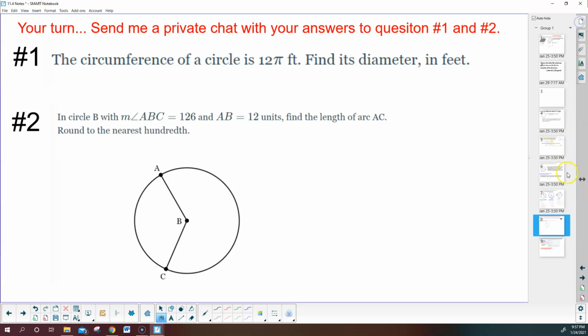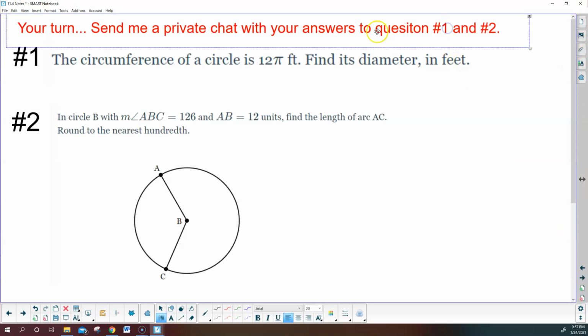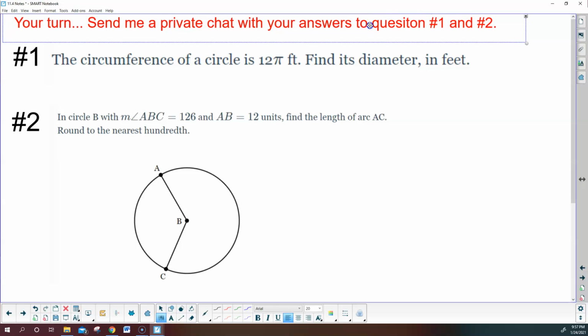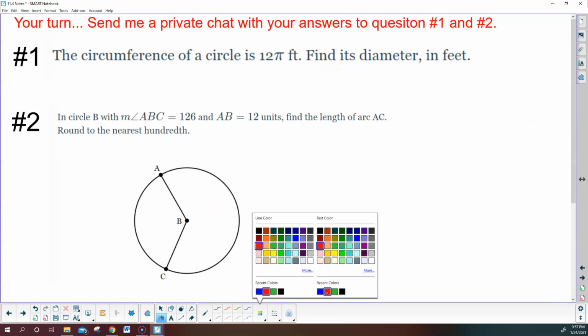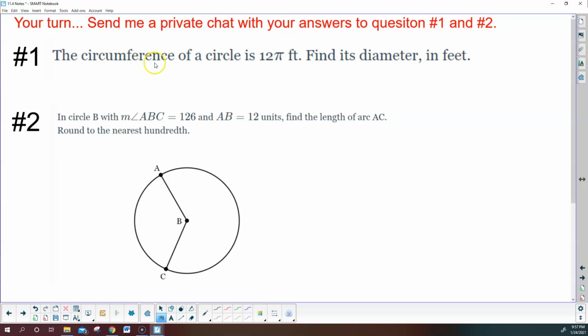Okay. We got one last problem. Obviously, you're watching the video, so you don't have to do this part. But if the circumference of a circle is 12 pi, find the diameter. Go ahead and hit pause and try these problems, and then I'm going to go over them shortly.